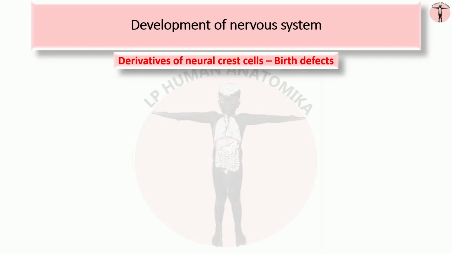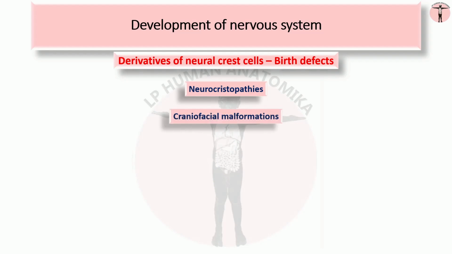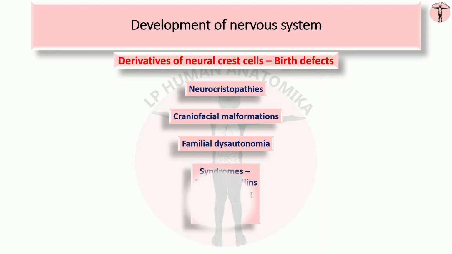Neural crest development is important to understand because mistakes in the development can lead to birth defects and cancers. These birth defects and cancers arising from neural crest cells are known as neurocristopathies and include craniofacial malformations, familial dysautonomia, and syndromes like Treacher-Collins, Waardenburg, DiGeorge, and CHARGE syndromes.